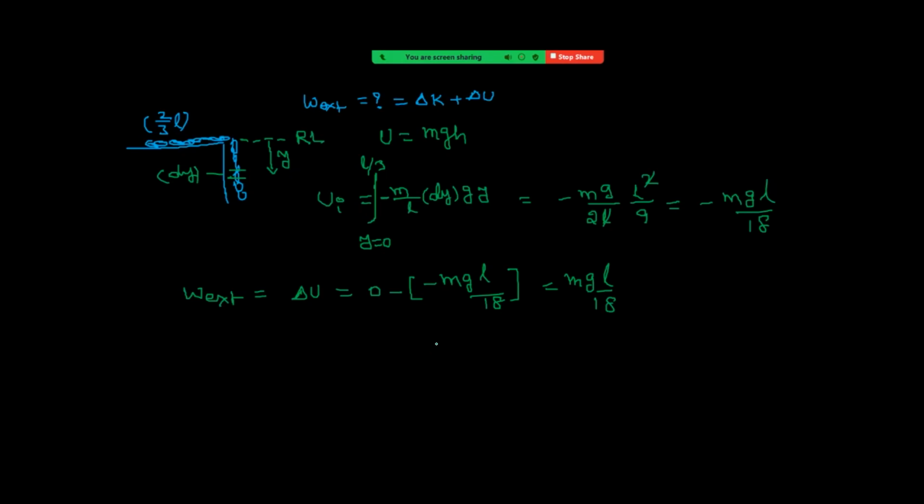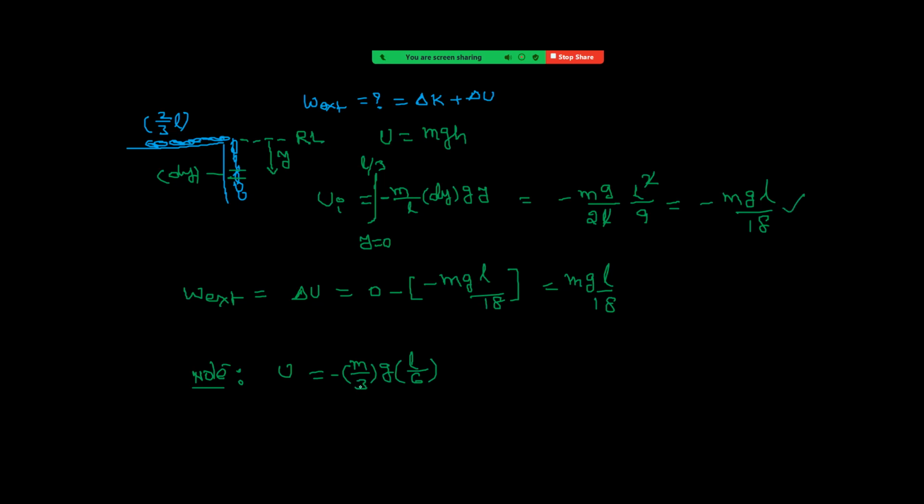Students, actually here we have taken integration, but since the chain is uniform, we can directly take the center of mass. Potential energy equals mass of the hanging part, m by 3, times g, times the distance of the center of mass. The length is L by 3, the midpoint of that is L by 6. Since it is now below the reference level, we should take negative.